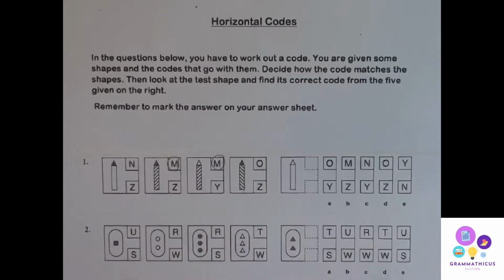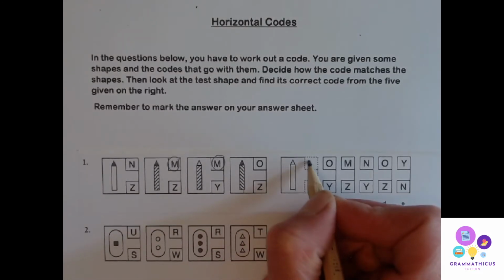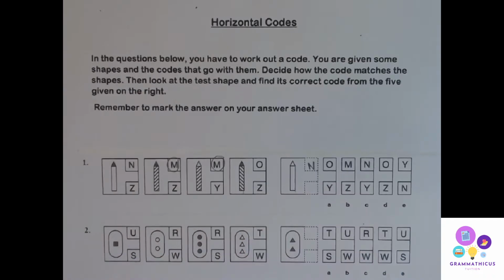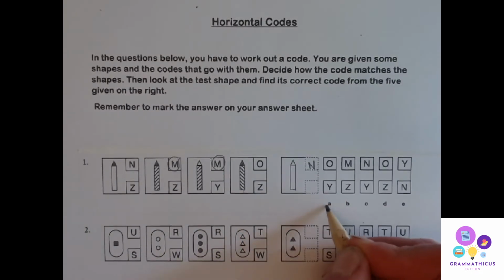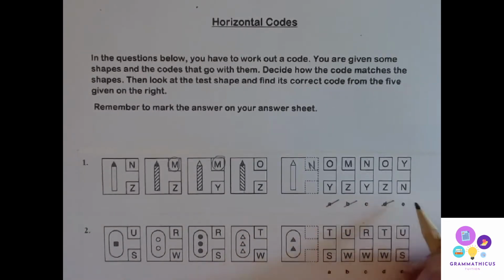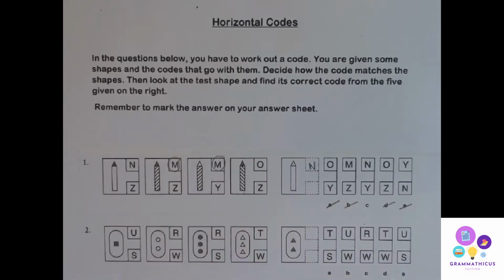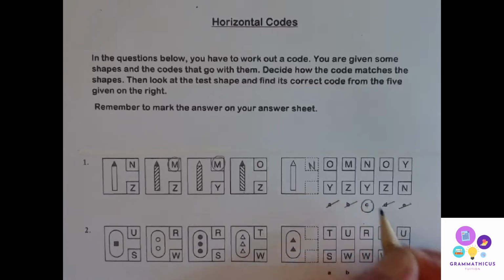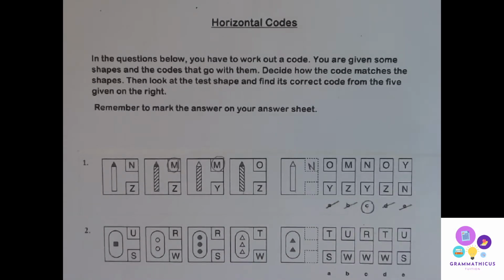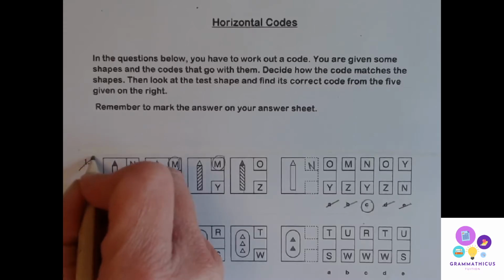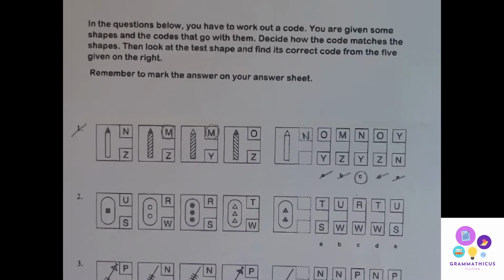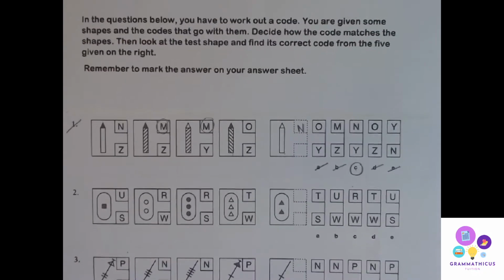Therefore, the code letter is going to be N for the top code letter. N stands for the white rectangle. I can then cross out any that don't start with an N. And you can see I just have one that starts with an N. So I can circle C. I need to remember to mark that answer on my answer sheet. And then I'm going to cross out question 1.